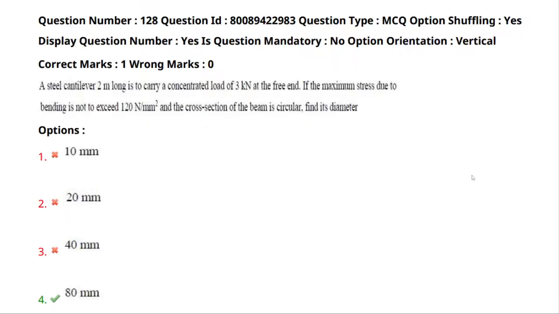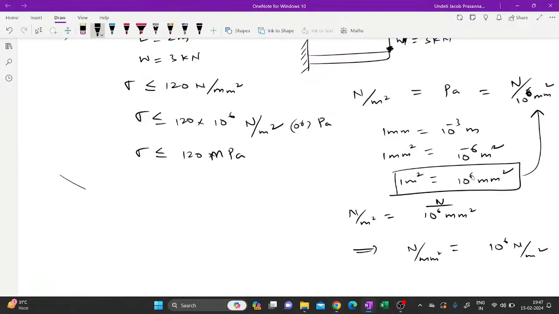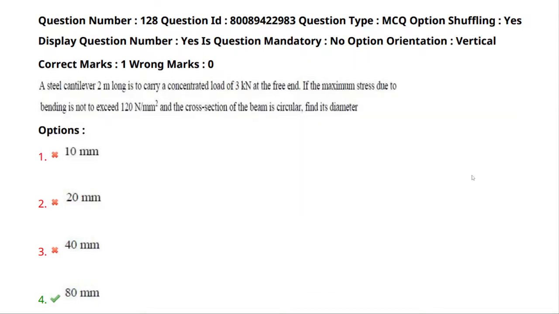Remaining thing, the cross section of the beam is circular. So the beam is like this. It's a circular one. So we can write y value is equal to d by 2, I value is equal to pi d power of 4 by 64. So we need to get the diameter.